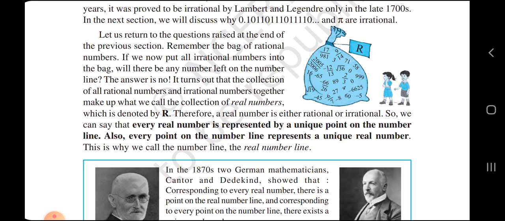So in the next lecture we will solve some examples. We will locate irrational numbers on the number line, like root 2 and root 3.